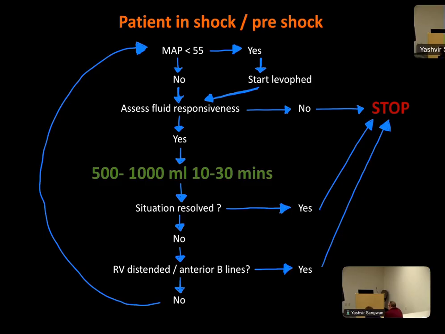If the situation has not resolved, do a focus. RV distension, anterior B lines when not present, yes, stop. Why? Because they might still be fluid responsive, but what you have determined is that if you give them more fluid, you'll use less pressors, but you will get more mechanical ventilation. Both of them will keep you busy. I don't like being busy. But no harm done, and if the situation has not resolved, you go back here and keep going on that cycle until the patient is no longer fluid responsive, or the situation has resolved.